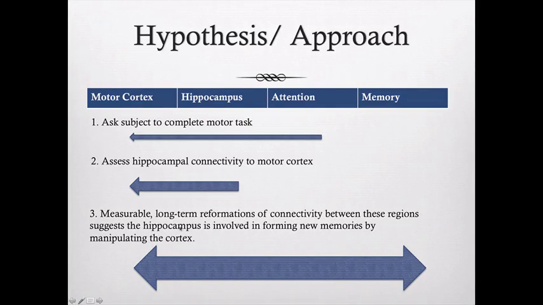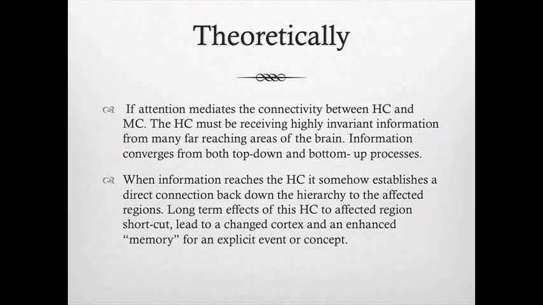Basically what we're saying here is that if attention affects the motor cortex, and if the hippocampus is connected to attention, then the hippocampus affects the motor cortex even more so, and this whole mechanism creates the reformation of the cortex and what we call memory, right? So we can think of memory as these measurable long-term reformations of the connectivity between the regions, and suggest the hippocampus is involved in forming new memories by some direct relationship to the cortex, by shooting its influence back down.